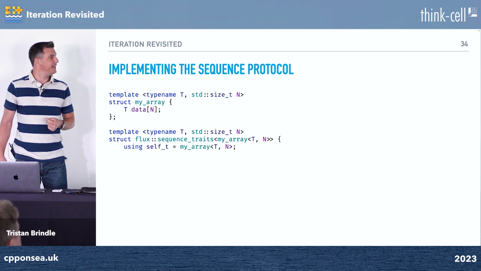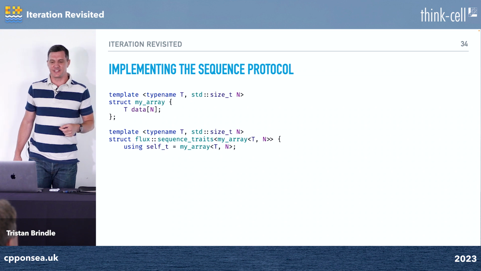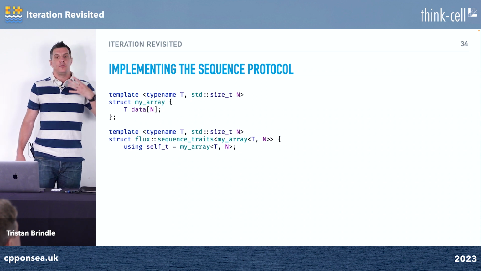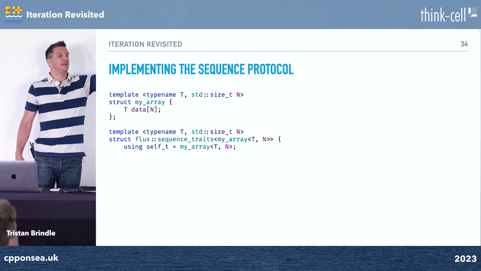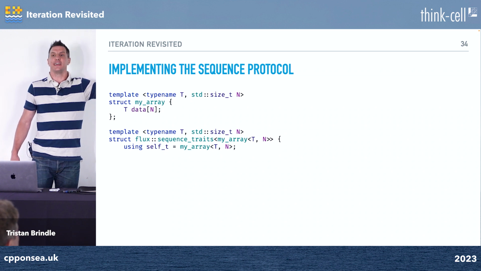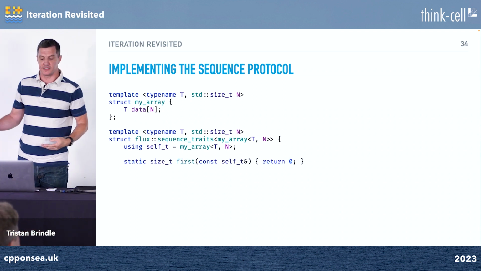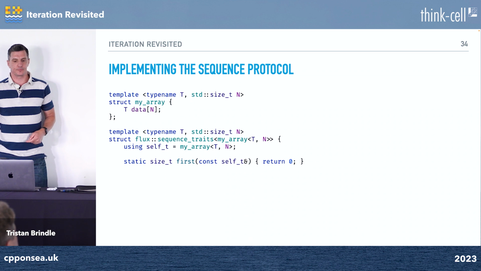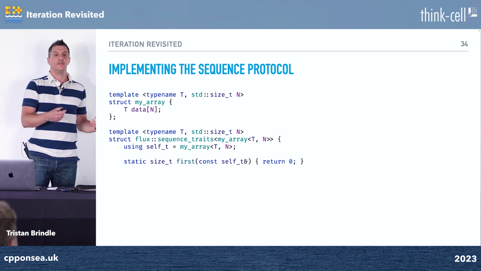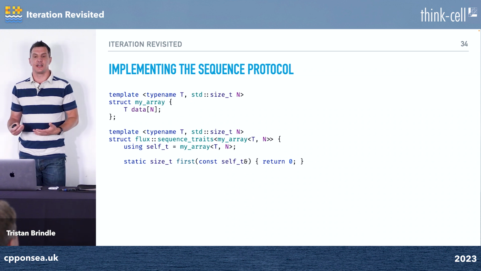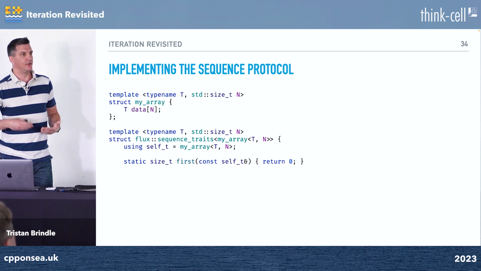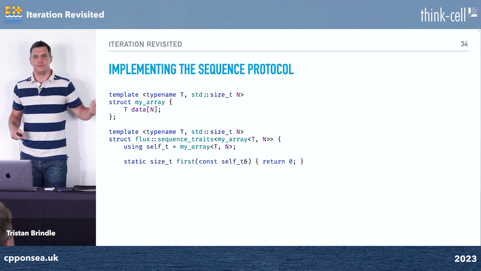Okay, so we've got an alias self_t, just to save space on the slide. That's just an alias for myArray. And then within the body of this class, we need to provide a minimum of 4 functions. And I think you can guess what those 4 functions are. The first thing we need to do is provide an implementation of first. This is a static member function that takes as its first argument the sequence type, and it returns whatever the cursor type for this sequence is. In this case, our cursor type is just a size_t, and so we initialize our size_t to 0. That's the first index. So this is pretty simple.